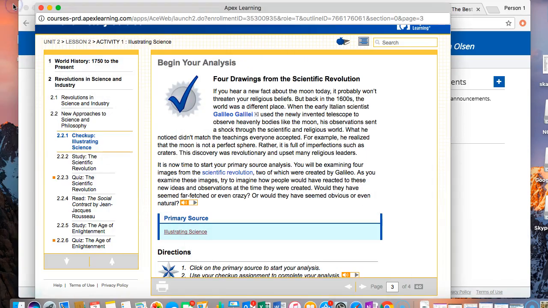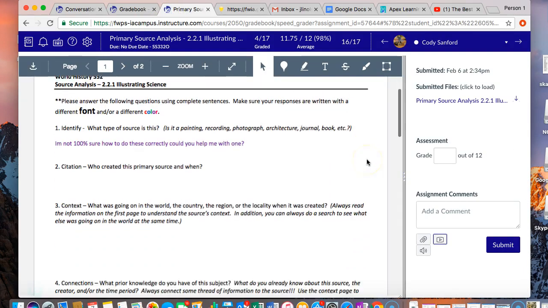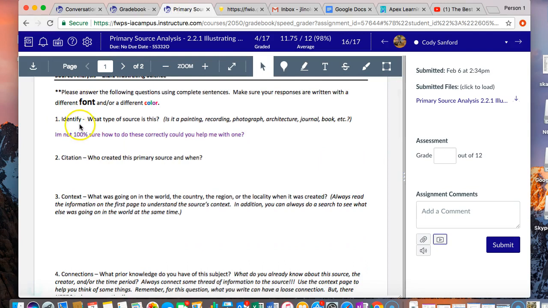So I'm going to minimize this and go to our source analysis. And so where it says identify, what type of source is this? And in parentheses I wrote, is it a painting, recording, photograph, architecture, journal, book, etc.? Well, what are they? They are all sketches from different scientists, okay? So that's what you would write here. Now, who created this primary source and when? So let's go back to the source.